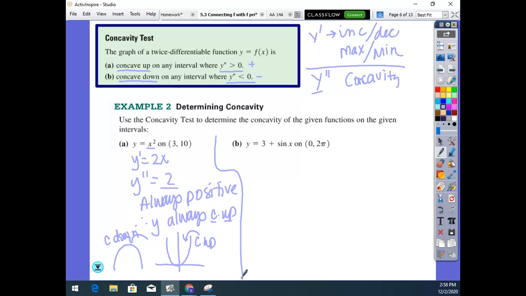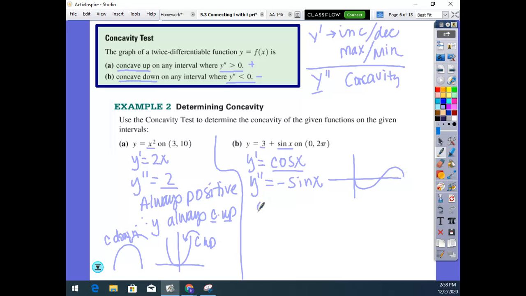Okay, so this one was pretty straightforward. Now let's consider this one. Y prime, the derivative of a constant just goes away. Derivative of sine is cosine of x. The second derivative, the derivative of cosine, is negative sine of x. All right, so if we consider the graph, negative sine of x is just sine of x flipped upside down.